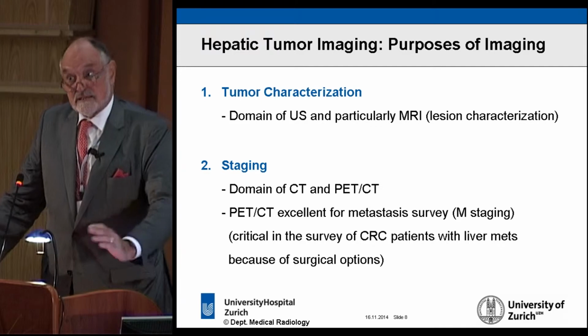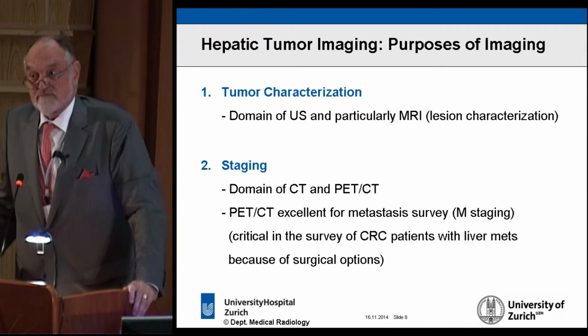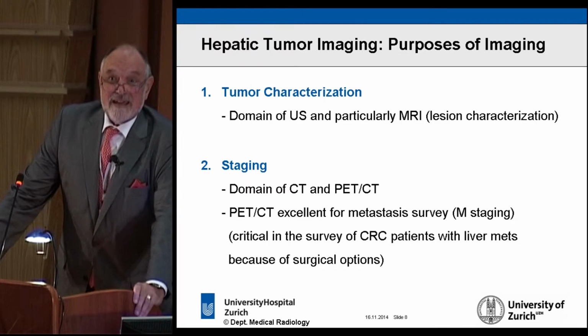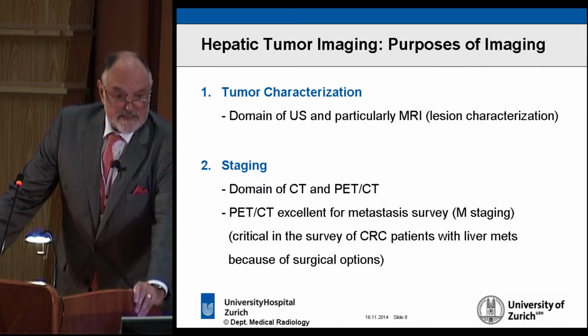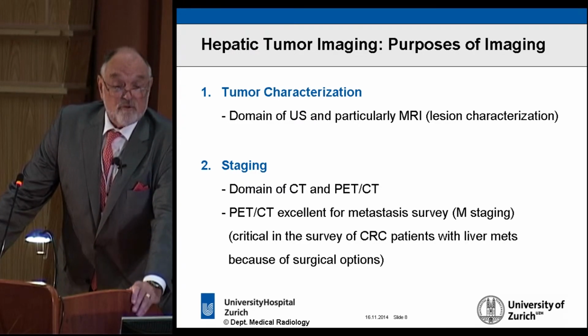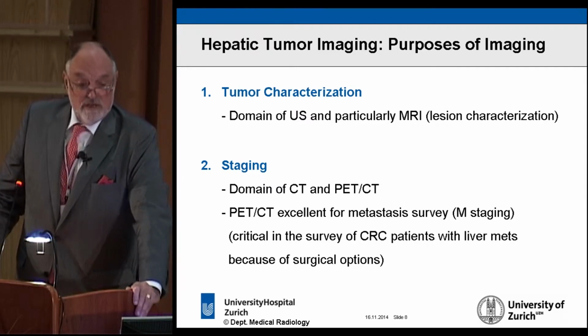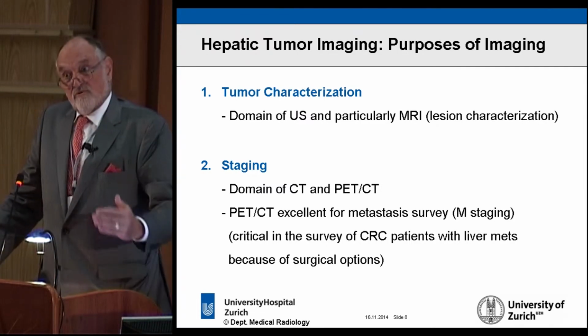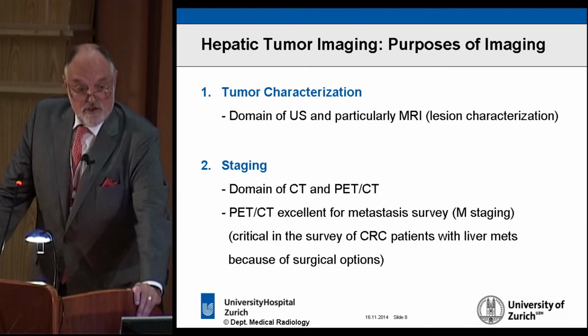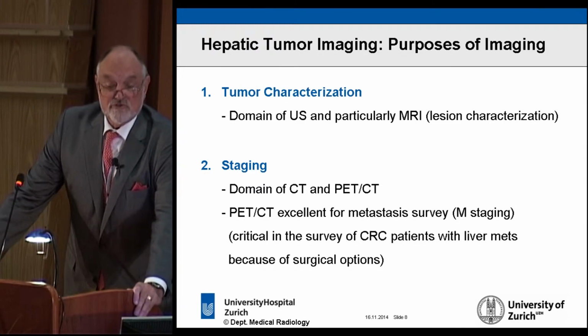It is sometimes useful in N-staging, as in bronchial carcinoma, but in most tumors, the key information provided by PET-CT is the M stage. And that's obviously very critical, for instance, for patients with colorectal cancer, because if you find a liver metastasis and you find no other metastases, you will then be able to do surgery on the patient.